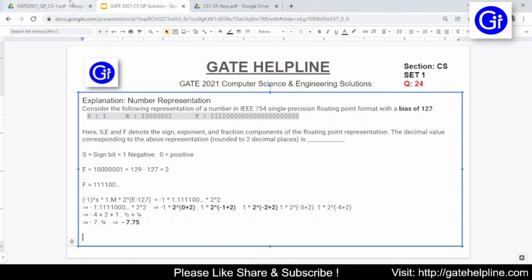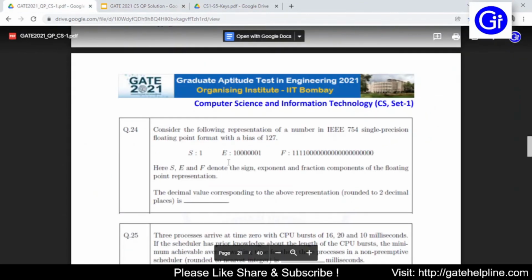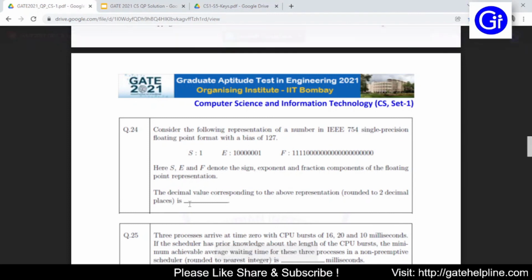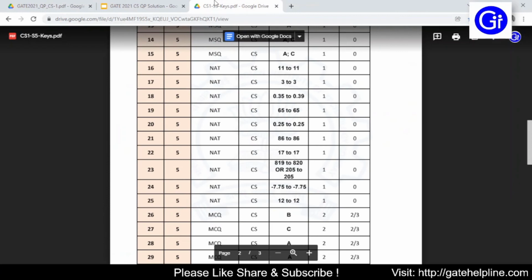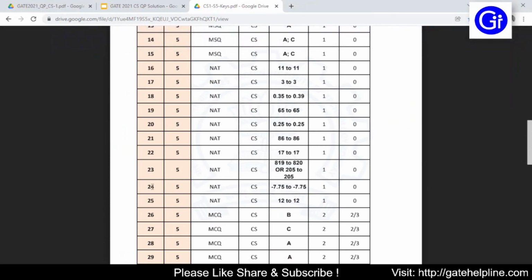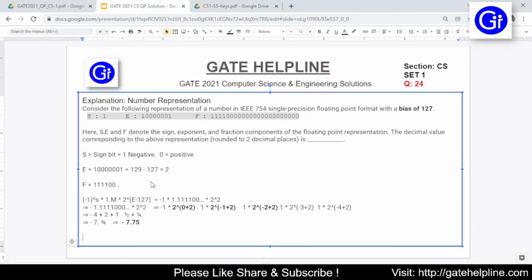So now we'll go and see if we have any solution here. Friends, this is a numerical answer type question, so you won't have any options in this question. As per us, the answer to this question is minus 7.75, and we'll verify it with the help of the official answer keys as well. So for question number 24, the answer is minus 7.75 to minus 7.75. So friends, this is the correct answer to this question.